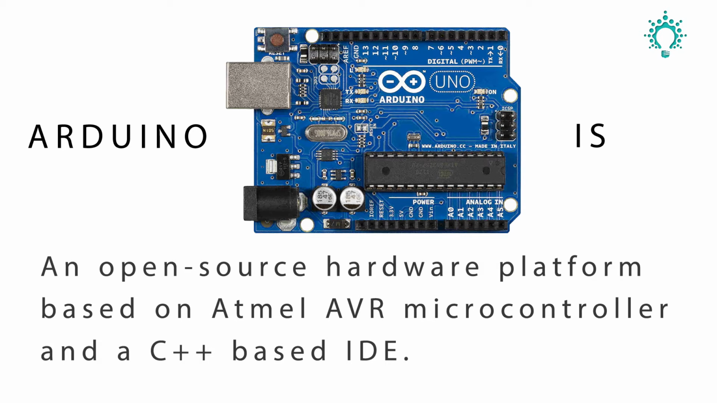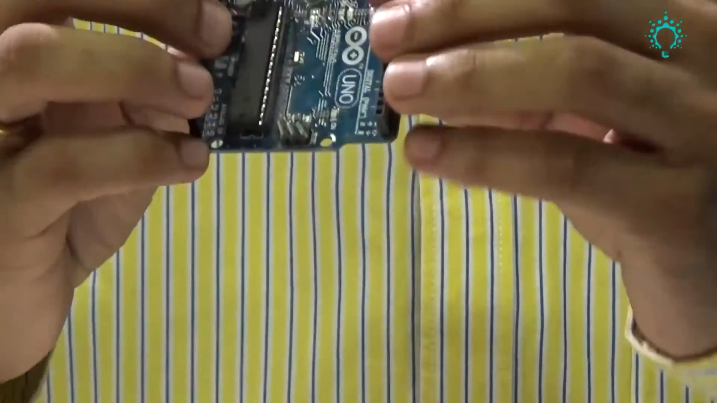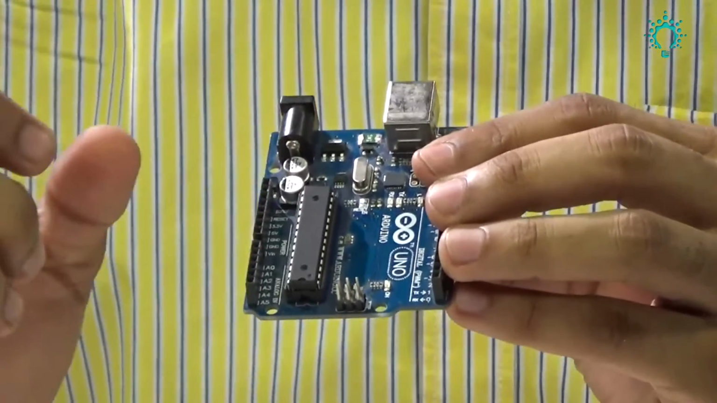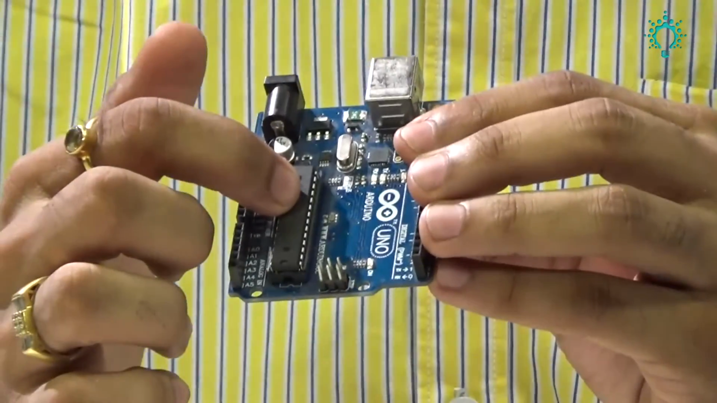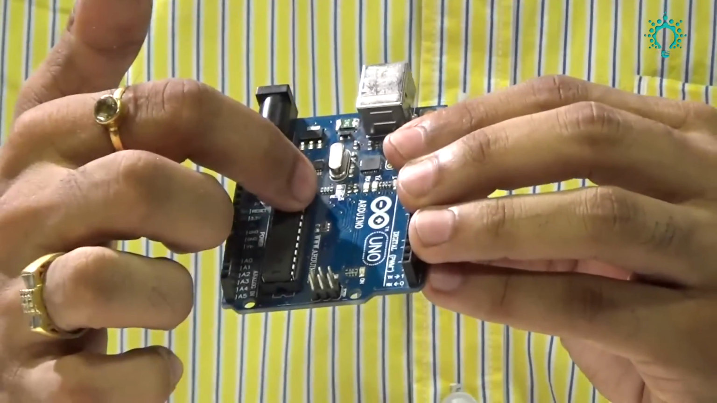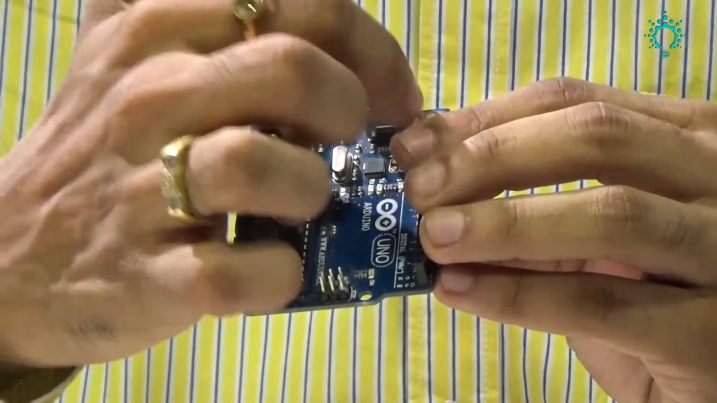So let us split the definition and understand it. It is an open source hardware platform. Open source hardware platform means all the implementation details of this board are available on their website. That means the IC that we have used, the PCB layout of it, which pin is connected to which device, registers, and all the layout and these things are given on their website. So all the implementation details are known, and you can also make this board.